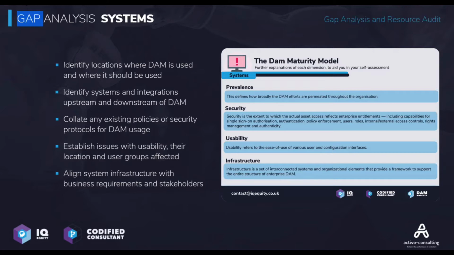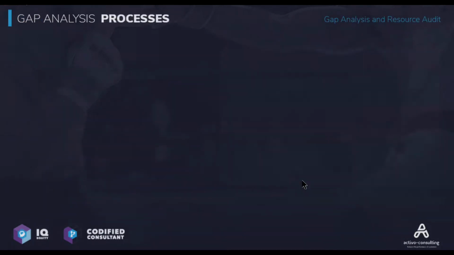It may be that you need to look at pairing DAM with other platforms for content delivery. As with other steps, it's important to identify policies and protocols that are working and think about security. And finally, you also need to consider the systems infrastructure and how that is supported by your employees, stakeholders, and how assets and metadata travel through it.